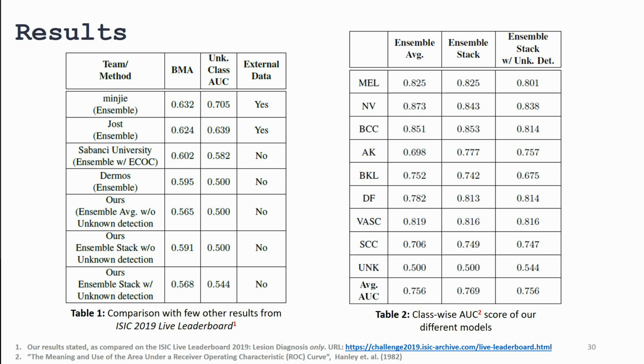We have compared our results with some of the other submissions on the Live Leaderboard itself, as shown in Table 1. It can be seen that the stacking module has 0.025 better balanced multi-class accuracy score than simple averaging of the base learner's output. It can also be seen that our CSKSU module increased the unknown class AUC while introducing a trade-off in the overall BMA score. Table 2 shows the per class AUC for each of our methods.